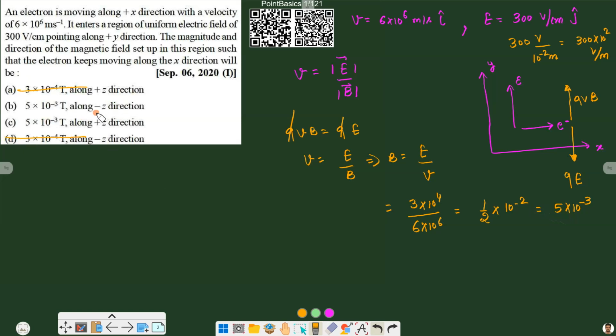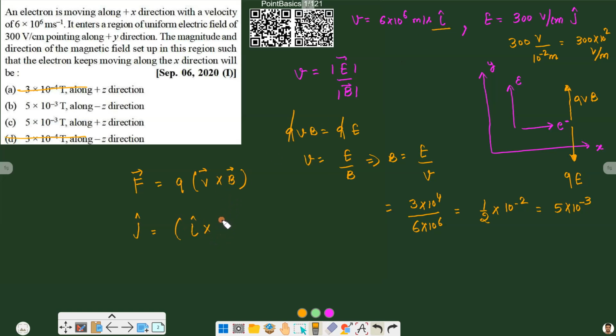Now coming to the direction. The direction of magnetic force is given by Q into V cross B. This is the basic formula for magnetic force. Now we know that the direction of force is in positive j direction, so we have a j here. Charge does not have any direction. Velocity is in x direction, so we have i here.